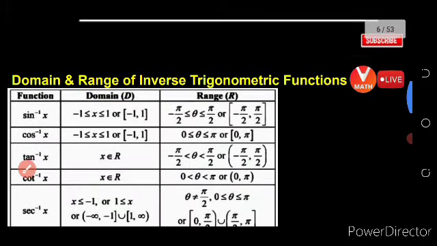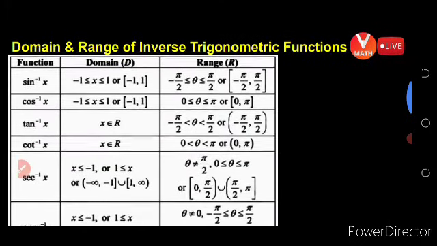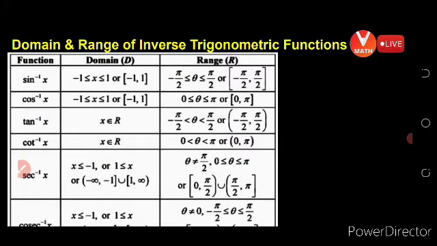Then come to the domain and range of inverse trigonometric function. We know the domain and range of trigonometric function. Only the opposite holds here: the domain of trigonometric function is the range of inverse trigonometric function, and the range of trigonometric function is the domain of inverse trigonometric function. Let us take an example.